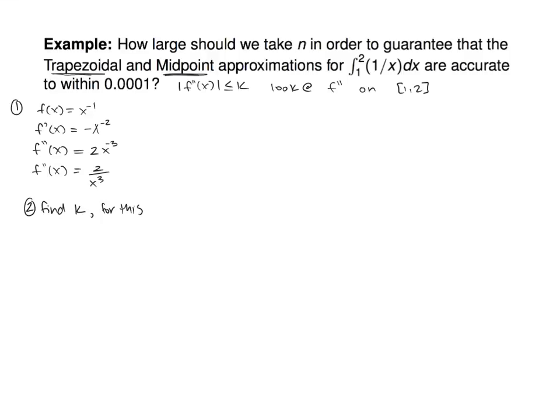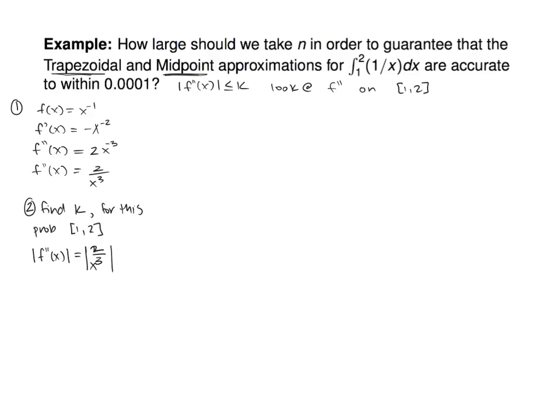So for this problem, what is the interval we're looking at? So we have 1 to 2. Look at the absolute value of the second derivative, which in this case is just 2 over x to the third. Do you guys agree with that?